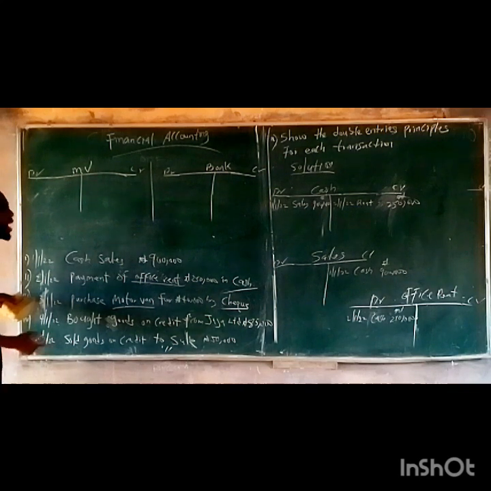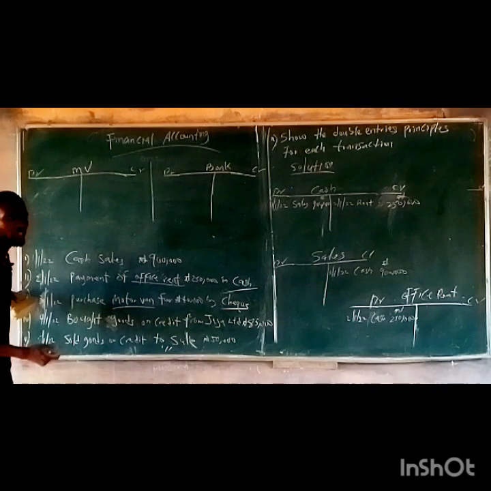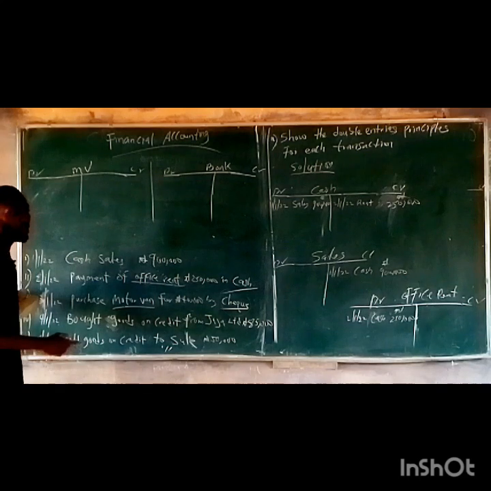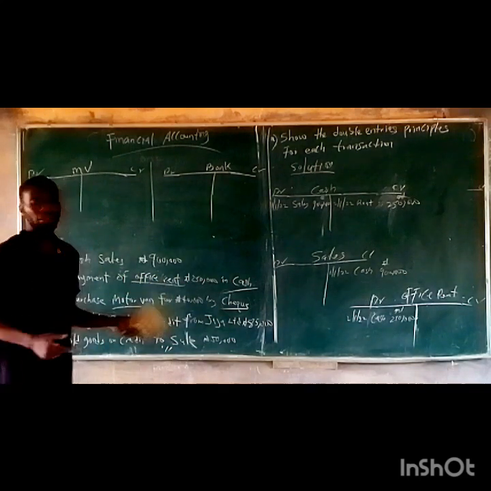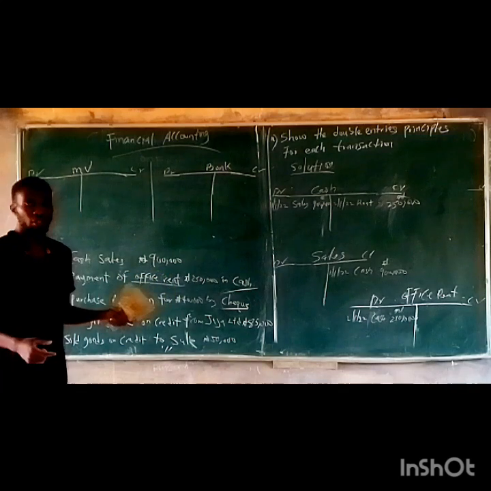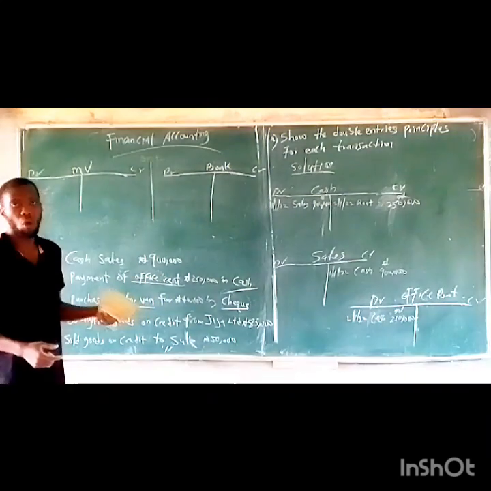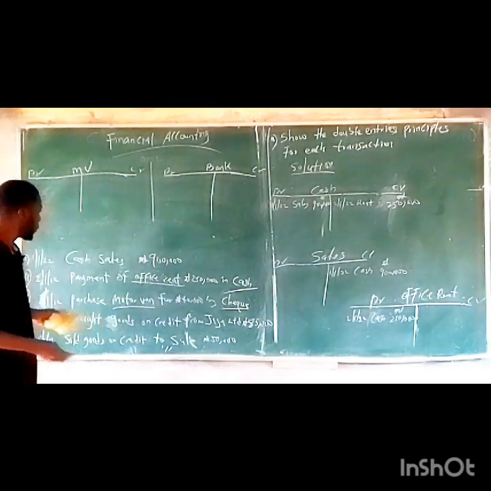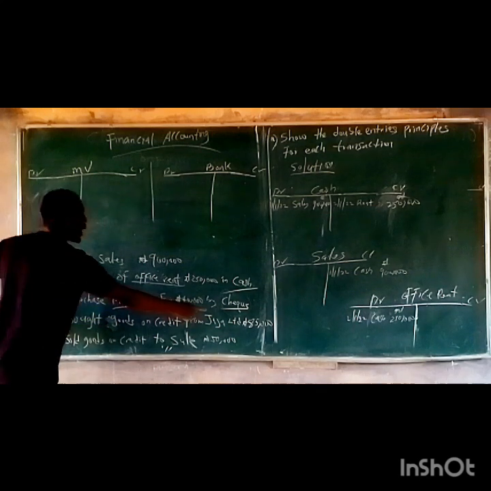That means when you are buying something, you need to pay for what you are buying. And you are paying in what? In check. So that is why we are going to debit our motor van and credit our bank. Why do we credit our bank? Because you are paying for what you are buying. As you buy, you pay for it, either in cash or by check. But in this case, it's paying by check.